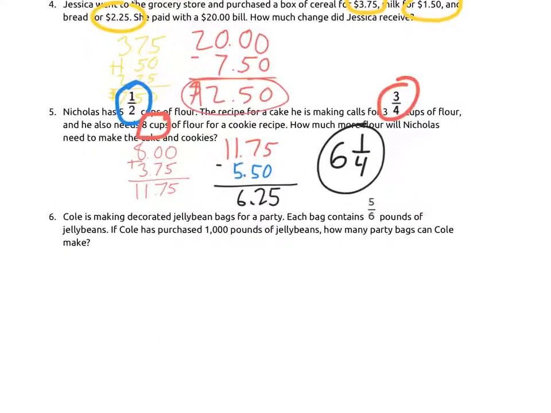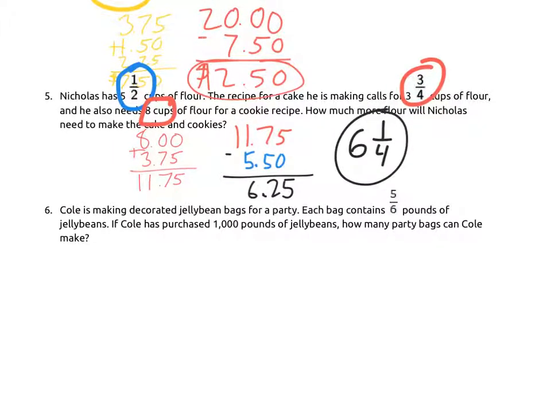Now to move on. Number 6, Cole is making decorated jelly bean bags for a party. Each bag contains 5 pounds of jelly beans. If Cole has purchased 1,000 pounds of jelly beans, how many party bags can Cole make? So things to keep in mind, Cole, for one, has a whole heck of a lot of jelly beans, but we're going to be dividing this up into smaller bags.